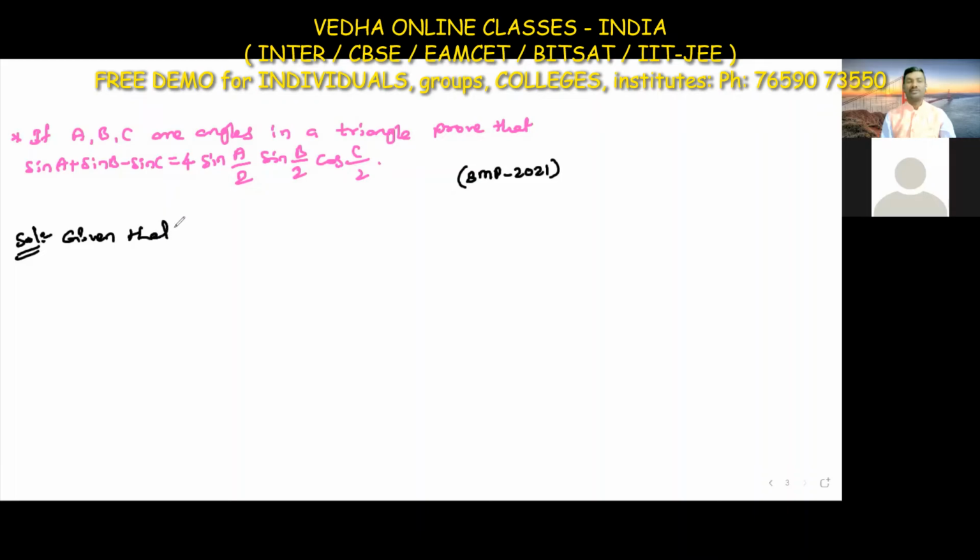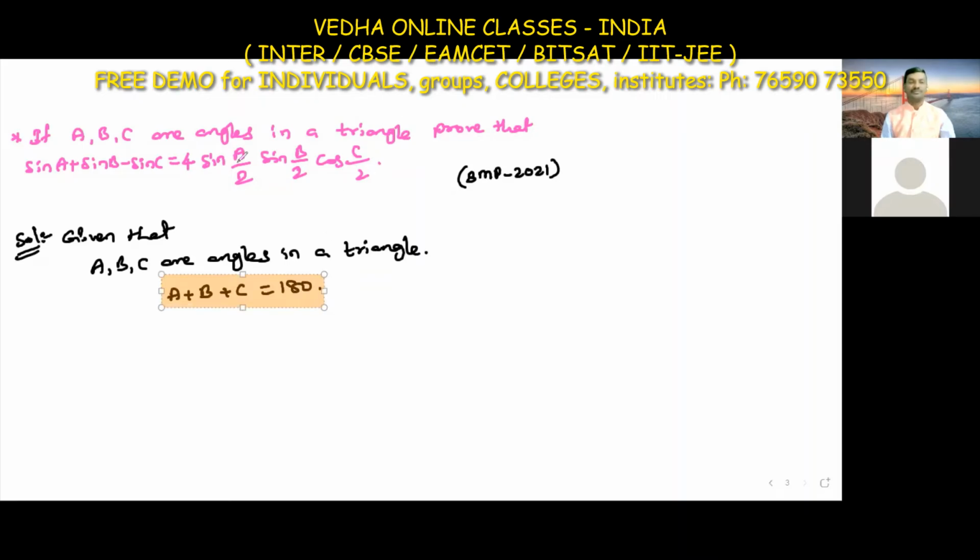So given that A, B, C are angles in a triangle. If they are angles in a triangle, then A plus B plus C is equal to 180 degrees. He gave this indirectly: A plus B plus C is equal to 180 degrees.